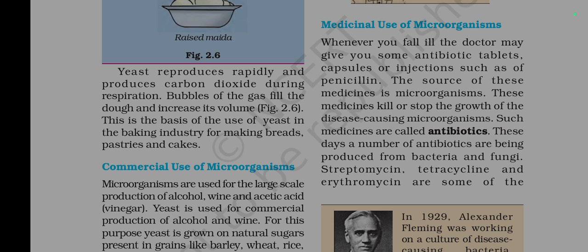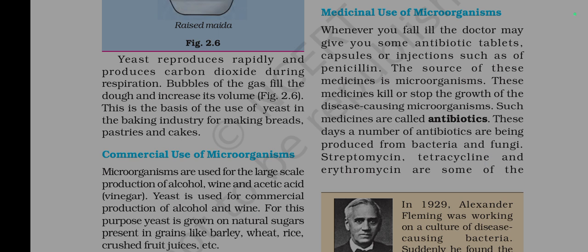Whatever medicines or injections the doctor has given, they are all produced with the help of microorganisms. These medicines kill or stop the growth of the disease causing microorganisms. Such medicines are called antibiotics.